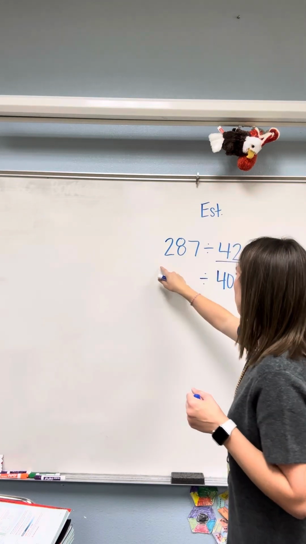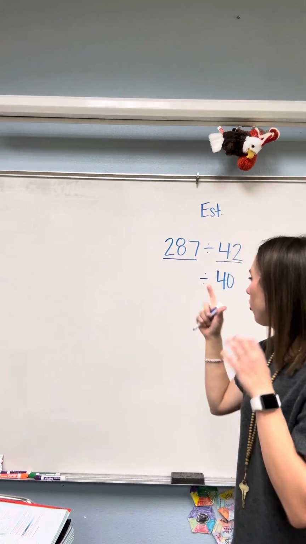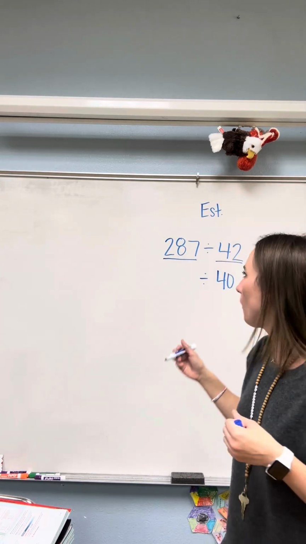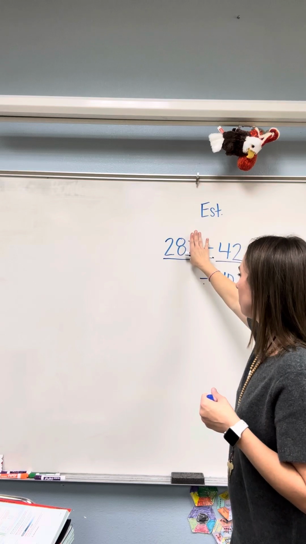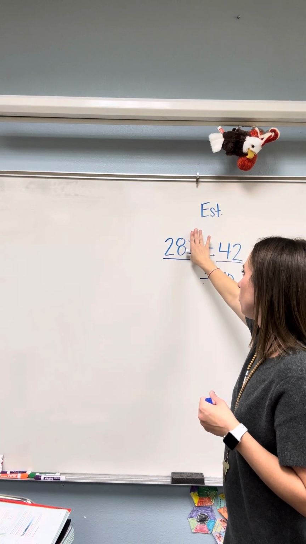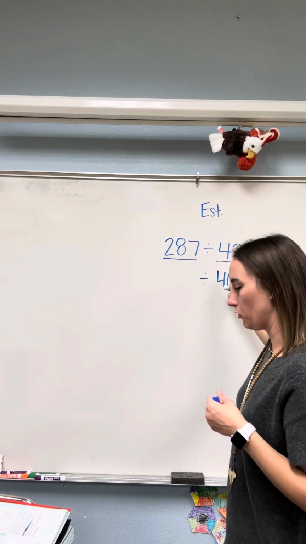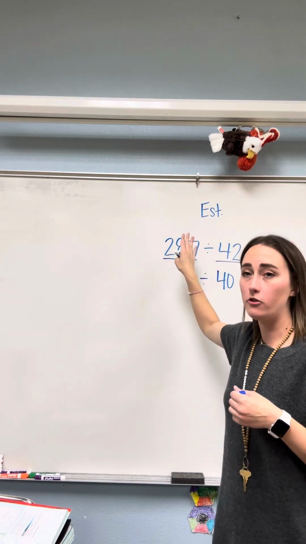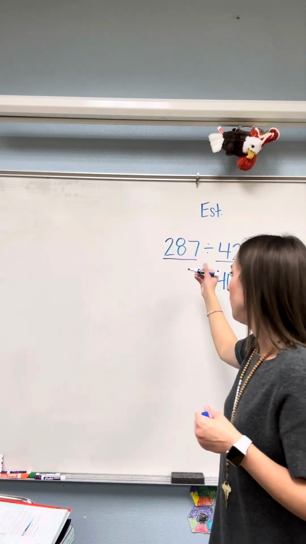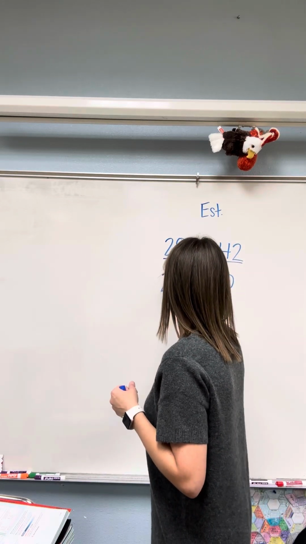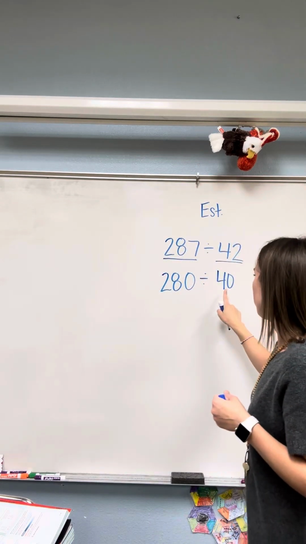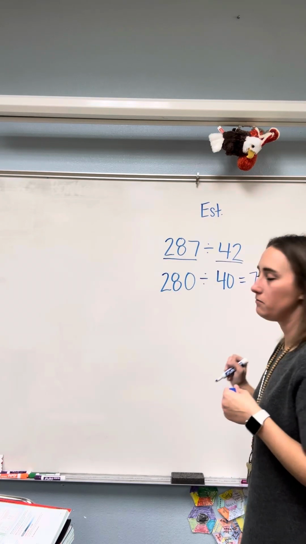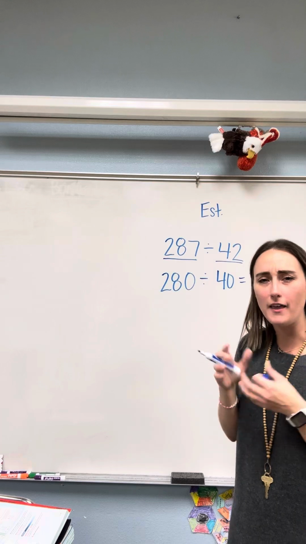Now, I need to do something that's close to 287 that's divisible by 40. So I'm just going to look at my first two numbers. What's something that's close to 28 that's divisible by 4? Well, I know that 28 is divisible by 4. So if I did 280 divided by 40, that's going to give me 7. Okay, think about it that way.